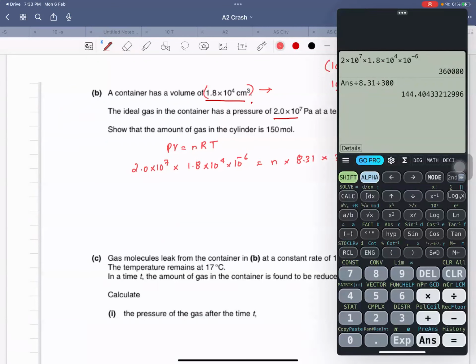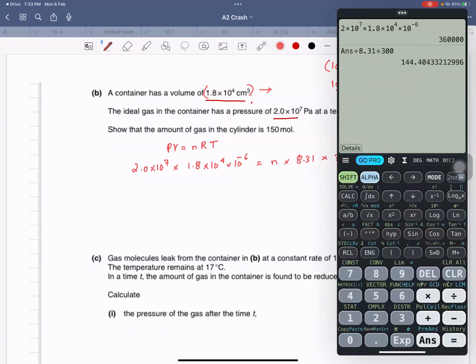Sir, I got 149. You got 8.31 into 300. You did divide by 300? Yeah, I've done the same on the calculator. Yeah, it's the same thing. I have to divide it with the answer. Why is the answer getting divided by 4? 8.31 into 300, right? No, then you have to put brackets. If you do that, that would give you a wrong answer.